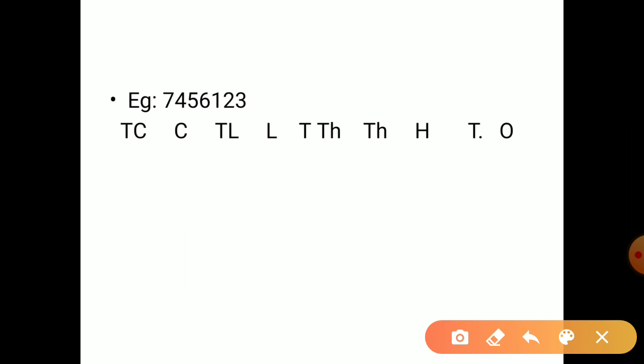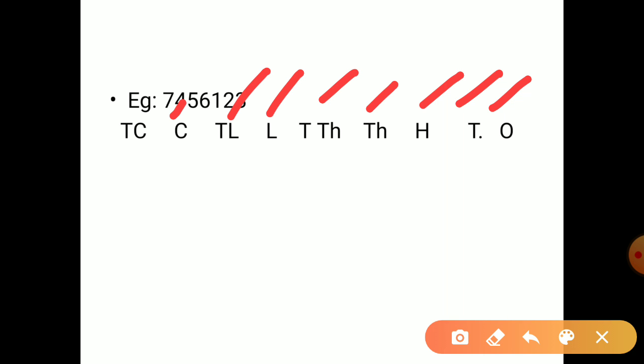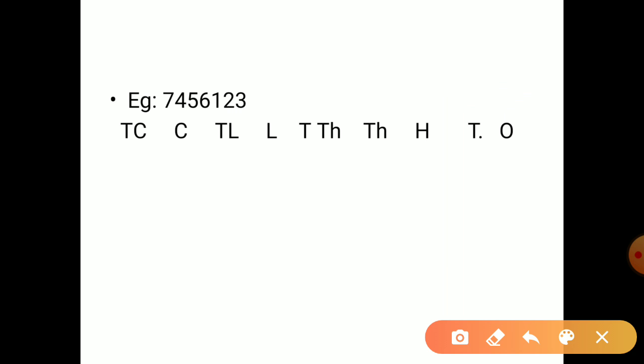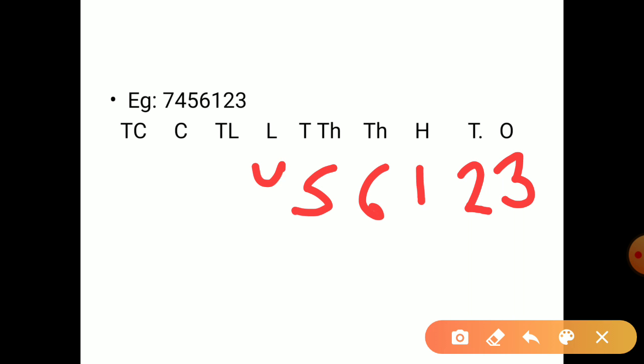So my next number is 7456123. So first I will make the same table: ones, tens, hundred, thousand, 10,000, lakhs, 10 lakhs, crores, and 10 crores. Now I will write the number from the right hand side. I will write 3 here, I will write 2, then I will write 1, I will write 6, I will write 5, I will write 7, and I will write 4. Now I will read this number.